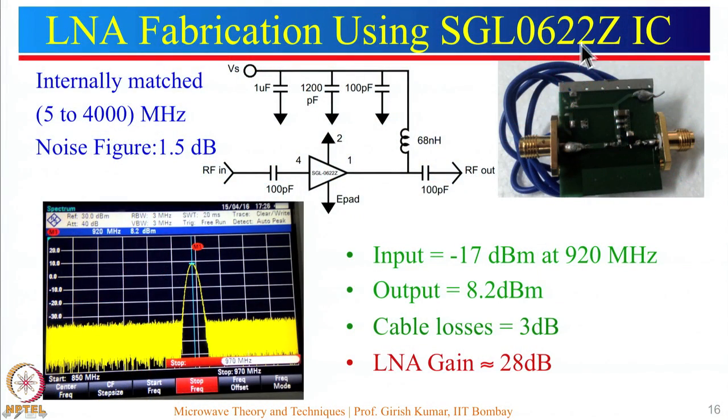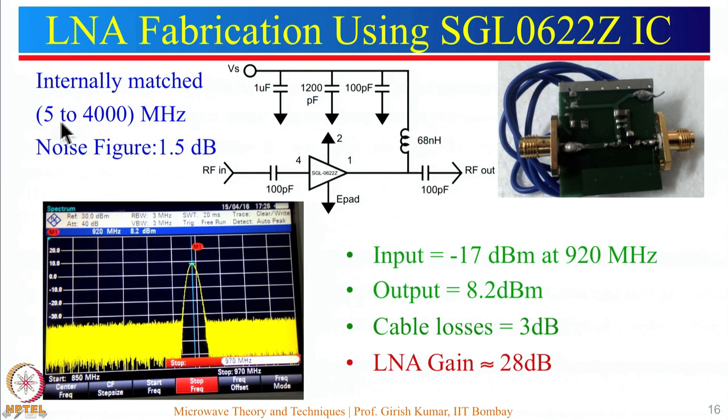Okay. Now, we will take a real life example. Here is an LNA which we fabricated using this particular IC. This IC has the specification of noise figure equal to 1.5 dB, and it is internally matched from 5 to 4000 megahertz, and this is one of the typical circuits given by the manufacturer. But please use this particular circuit a little carefully, because it is not very good if you want to design at 5 megahertz.